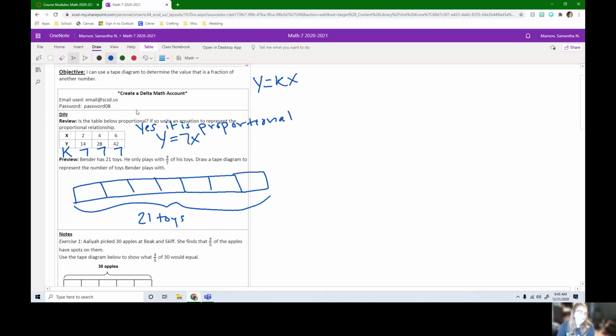He only plays with 2/7 of them. So I'm going to highlight here's the 2/7 that he plays with. Or maybe you just want to draw it out. Here's what he plays with.